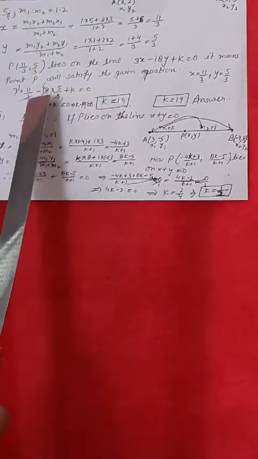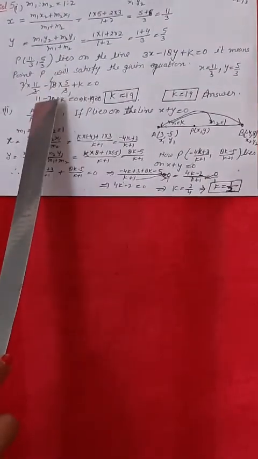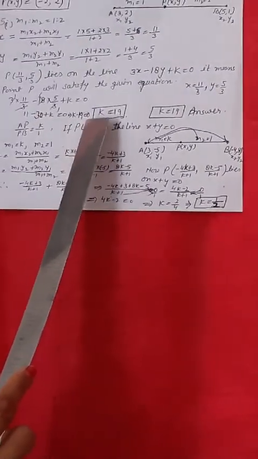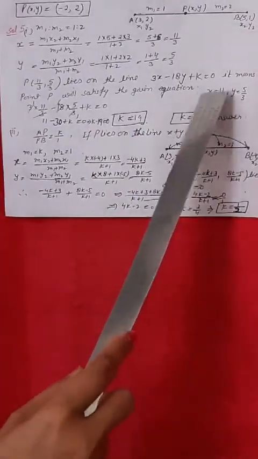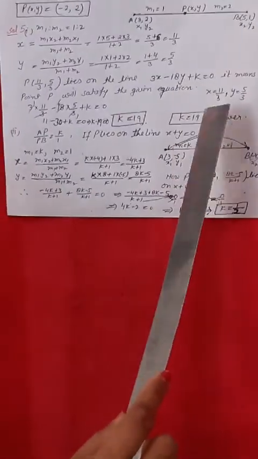to 0. See, it is easily simplified. 11 minus 6 into 5, minus 30 plus k. This implies that k minus 19 is equal to 0. So k is equal to 19. This is what you are supposed to calculate in this question. I hope you understood this.